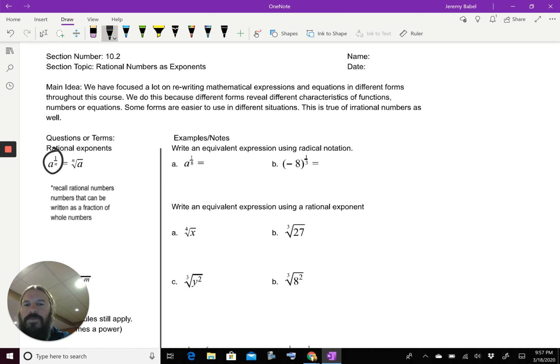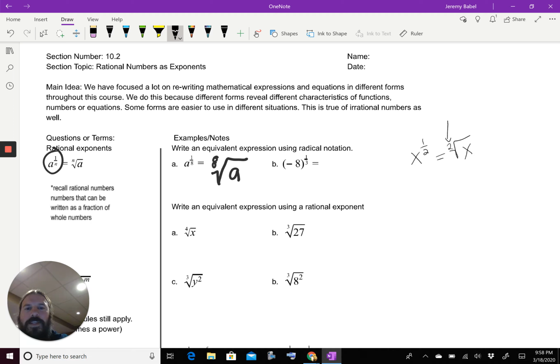So our first example for that here is a to the 1/8. So when we see a to the 1/8, what that means is the 8th root of a. And this works for roots that are not square roots as well. If we did have, say, x to the 1/2, the 1/2 power is the square root. You could still write it like this, but we don't usually write the 2 when the 2 is the root that we're talking about there.